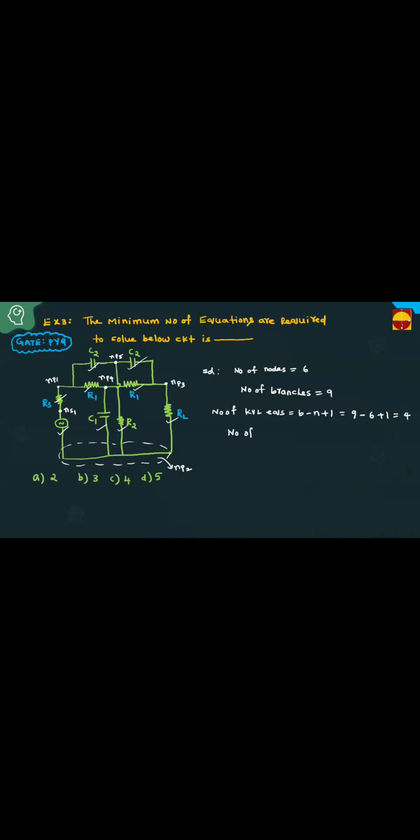Number of KCL equations are number of principal nodes minus 1. How many number of principal nodes? 5. 5 minus 1 is 4. I'm getting 4 KVL equations, and number of KCL equations also I'm getting 4. That's why take any one. The minimum number of equations equal to 4.